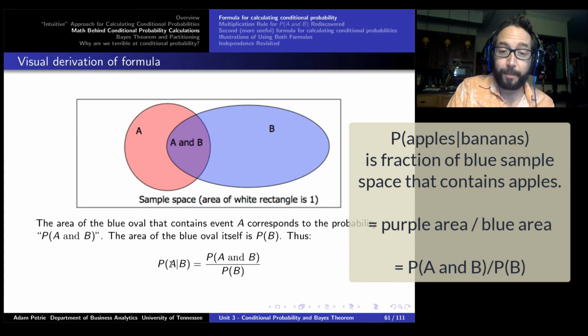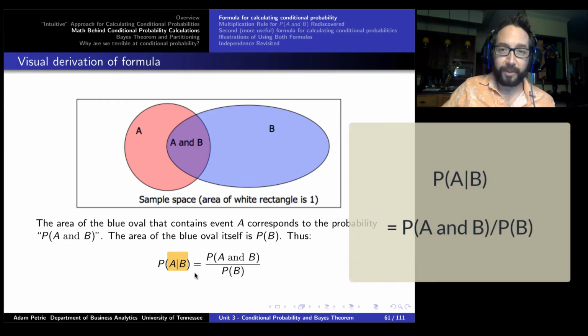If I want to know the probability that A occurs, given that B has occurred, I'm working with a reduced sample space from what I originally started out with, to reflect the knowledge that B has occurred. And so that works out to be the ratio of these two probabilities. We know we're living in this blue oval here, the carts with bananas. What fraction of those carts have apples? Well, it's A and B divided by B here. So that's where the formula for conditional probability comes in.